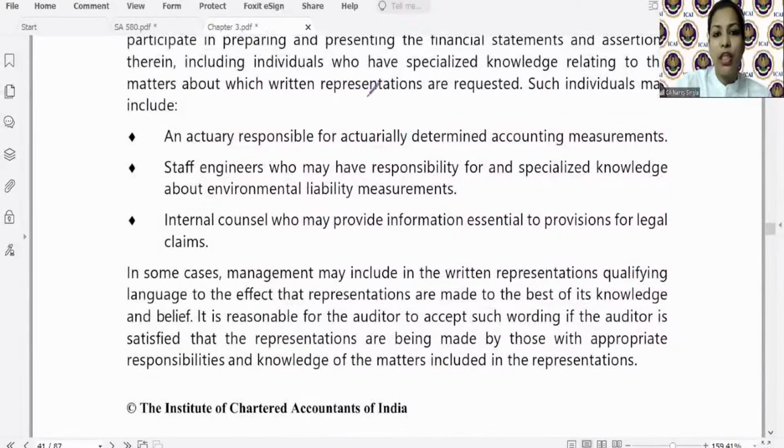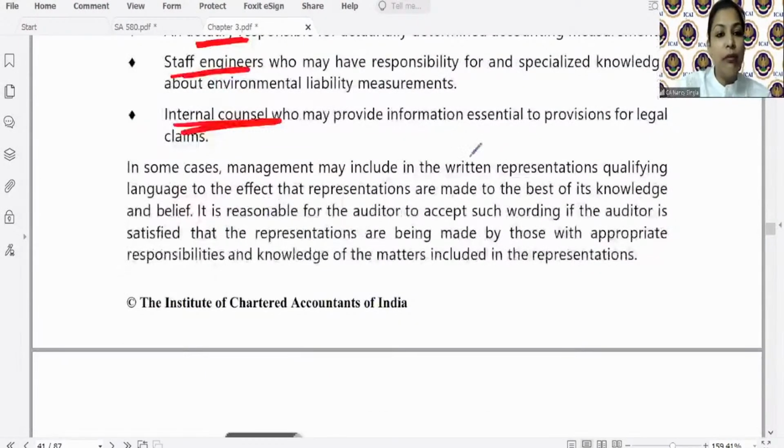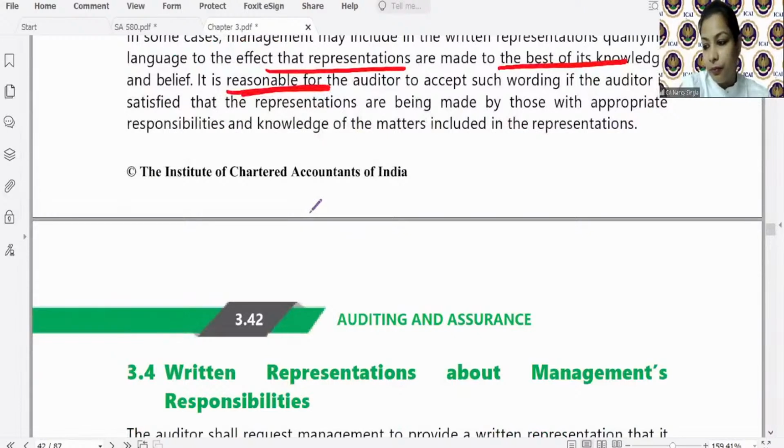एंड मैनेजमेंट में make inquiries of certain persons with specialized knowledge like actuary, staff engineer, internal counsel. ठीक है, management may use the language like these are made to the best of your knowledge. It is reasonable to accept that. Only written representation cannot be sufficient appropriate audit evidence.